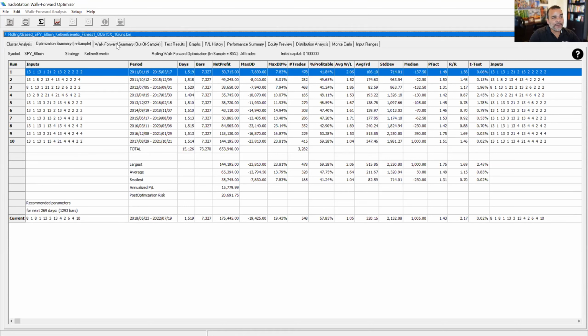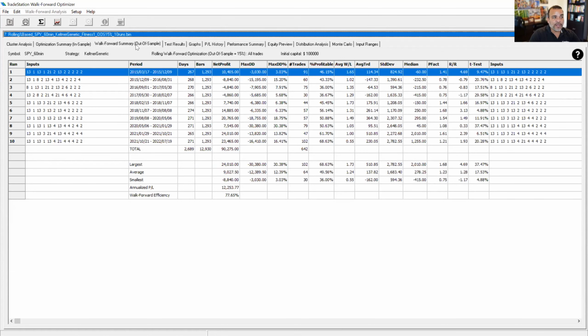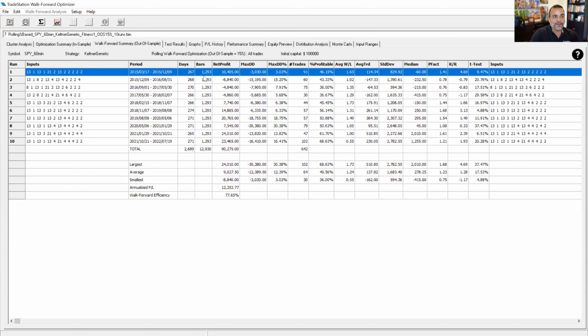Let's take a look at the second tab because it's the same thing. This is the optimization summary for the in sample, and this is the walk forward summary for the out of sample. The two tabs are going to be very similar, but this third tab is, of course, as the parentheses say, out of sample. And you can see the specific dates that are included in the out of sample. Like on the first run, we included data from March 17th all the way to December 9th. So we had 267 days in that out of sample, and we can see the profits right here.